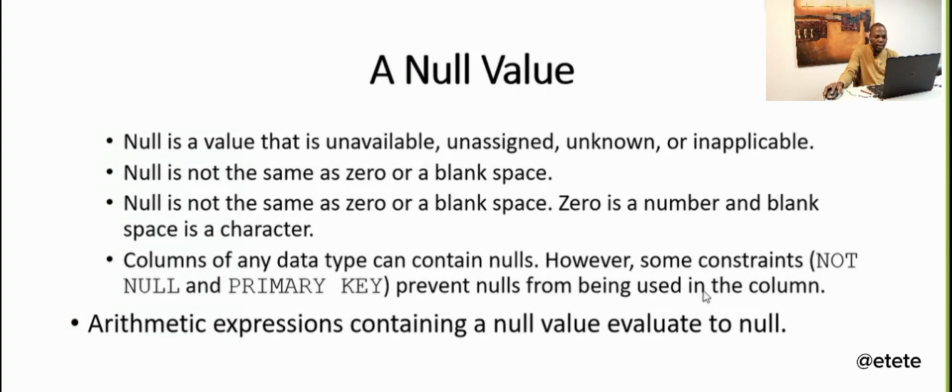So I will show you that again before I continue. If a column has a constraint that is written not null, and then a row is coming and the row is empty, that row cannot enter that place. The column will say, no, you cannot penetrate. I need data in this place. So you cannot come in. Now, arithmetic expressions containing a null value evaluate to null. So if you say 2 plus null equals null, that is what that statement means.